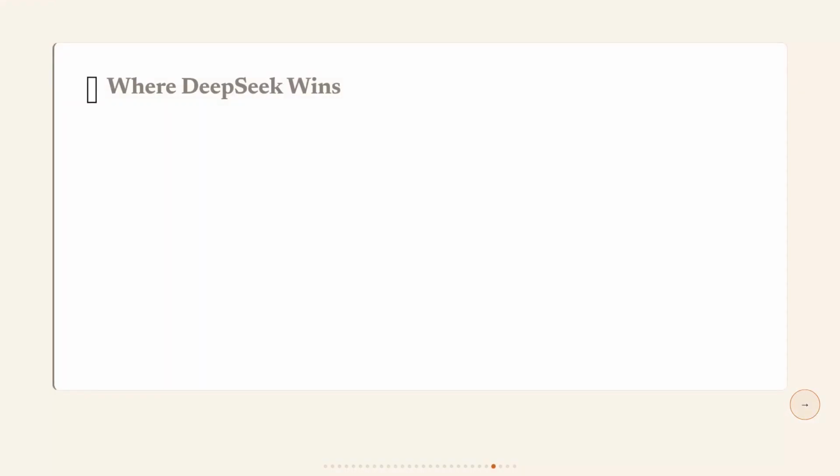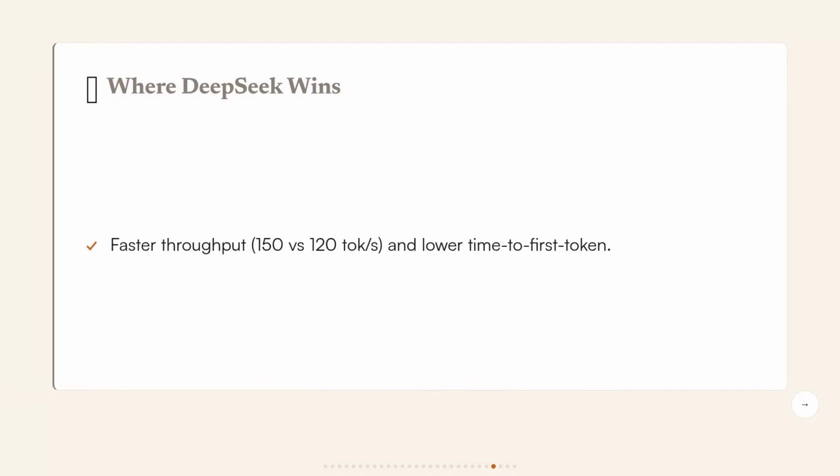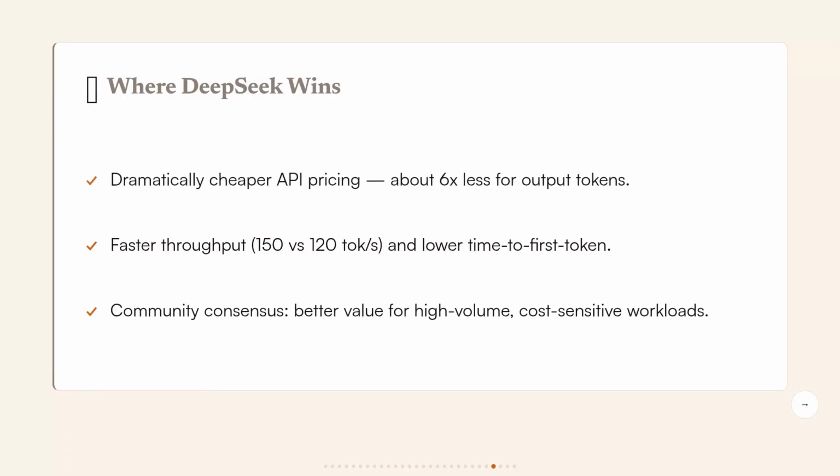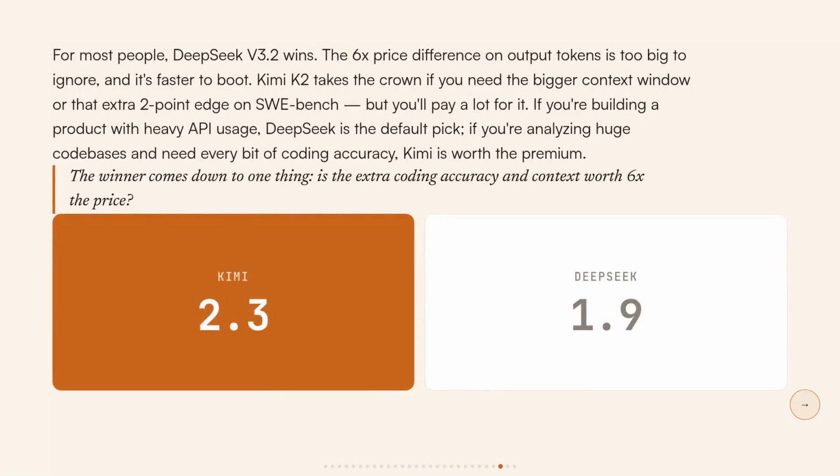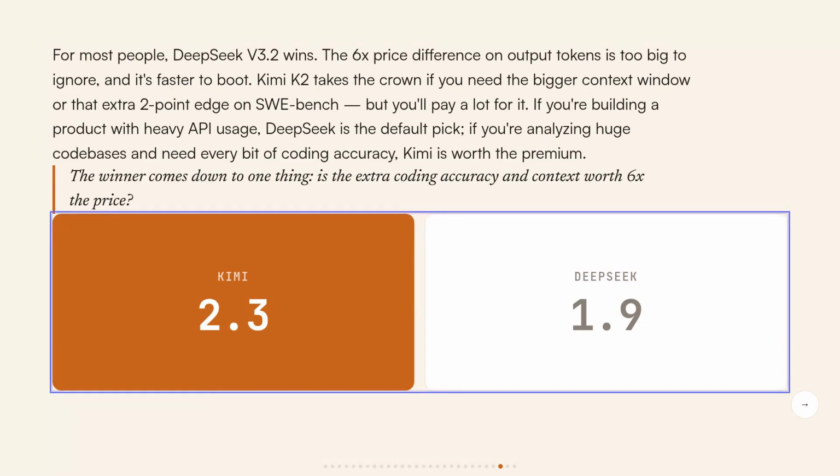And here's where DeepSeek is the obvious choice. Output tokens cost $0.42 per million versus Kimi's $2.50, which is about 6 times cheaper, and it's also faster at 150 tokens per second versus 120. For high-volume API workloads where you're paying that bill every single day, DeepSeek's combination of lower price and higher throughput is a pretty hard case to argue against. If your code base is huge and you need every point of coding accuracy, Kimi is worth the premium. But if you're running high-volume API calls and that 6 times output price gap is going to show up on your bill every single day, DeepSeek is the default pick.